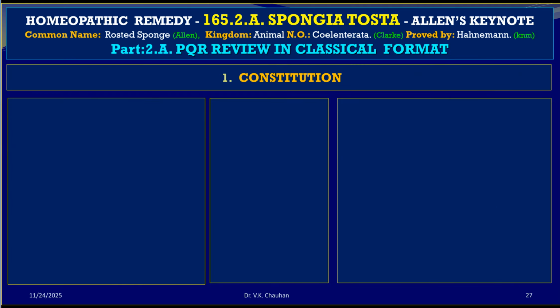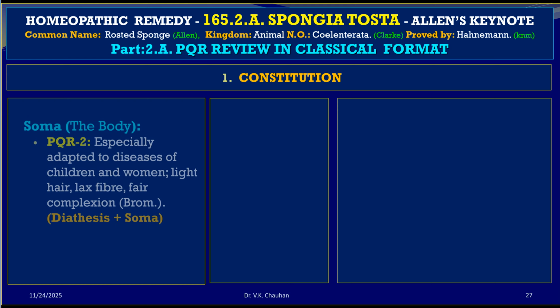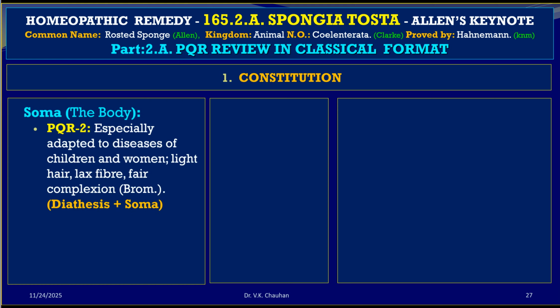So let us see the first, constitution. Who is the client? The client here is Soma. His physical attributes: what are the physical attributes? Spongia is especially best suited to the diseases of children and women. So age is a very important factor here, and sex is also a very important factor here. Predominantly male remedy or predominantly female remedy. So it is a very delicate remedy, especially on tender people. Children and women are going to suffer.